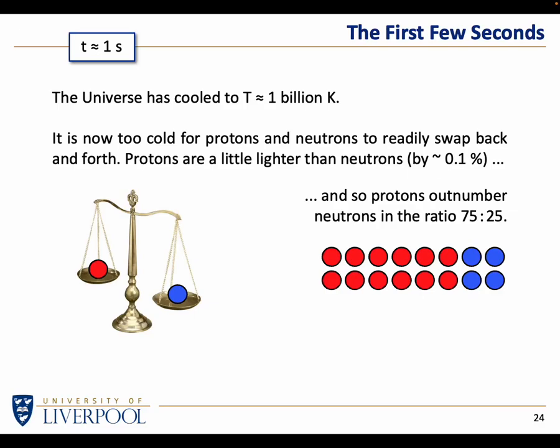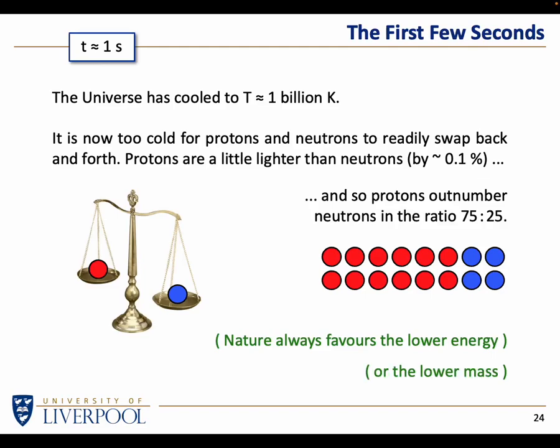Because they're lighter. If they're lighter, they're easier to make. Nature will always take the easy way out. Nature always favors the lower energy, or in this case, the lower mass, because mass and energy are effectively interchangeable. So if you give nature the option, make as many protons as you like and make as many neutrons as you like, if protons are slightly lighter, it will make more of them. And the calculation from our understanding of nuclear physics and the properties of particles is such that when the universe was about 1 second or so old, it should have made 3/4 protons, 1/4 neutrons.